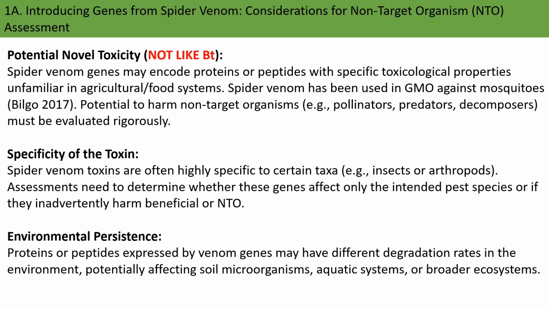Spider venom toxins are often highly specific to certain taxa, certain insects or arthropods, and assessments will need to determine whether those genes affect only the intended pest species or if they inadvertently harm beneficial insects or NTOs. Proteins or peptides expressed by venom genes may have different degradation rates in the environment, particularly affecting soil microorganisms, aquatic systems, or broader ecosystems. So taken together, this potential GMO is not like BT crops at all.